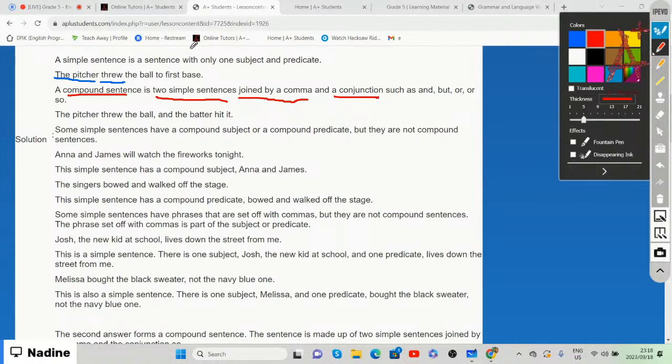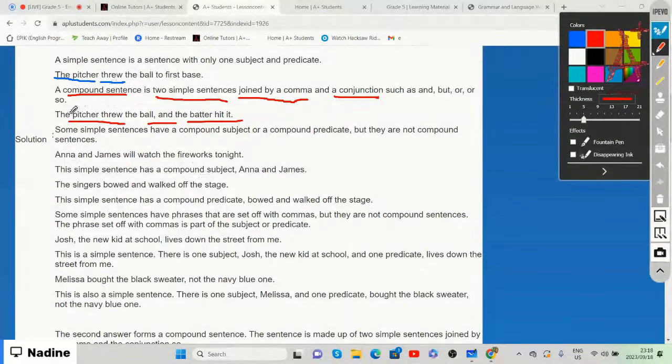So if we now look at an example of the compound sentence: The pitcher threw the ball. There we have our one simple sentence. And, which is our conjunction, and comma, the batter hit it. So the pitcher threw the ball is our first simple sentence. The batter hit it is our second simple sentence.